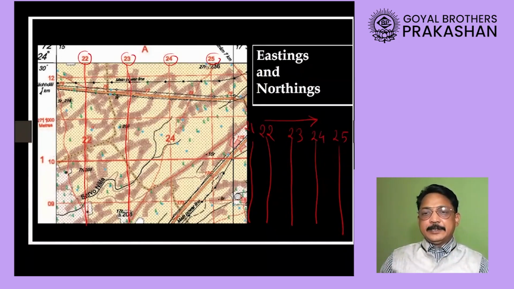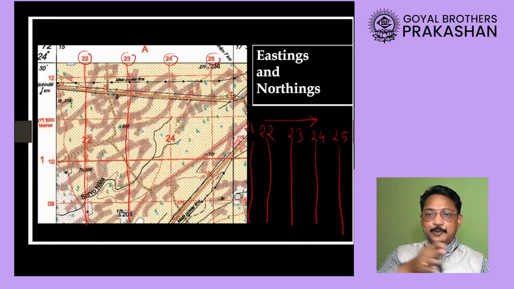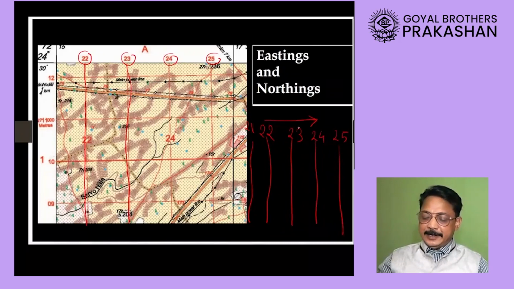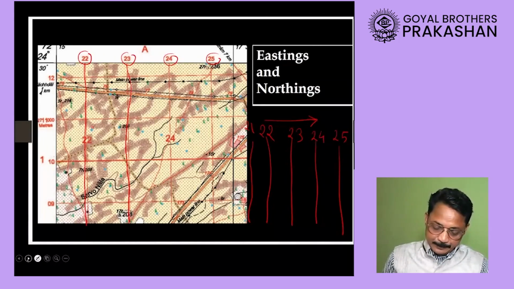So this way, as I told you, it is just an extract. It is just a part of a map. And please remember that the numbers are always increasing here from left to right. So the easting numbers increase from left to right. That means towards the east side, the number is increasing.